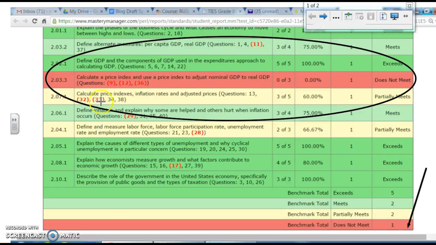And you'll see that this person also missed a couple questions on calculating price indexes, inflation rates, and adjusted prices, and that's very related, right? So that would be a good area for questions too. Your total 20 questions should be spread out over all of the standards that you either do not meet or you partially meet. If you have a lot of standards or learning targets that you did not meet, I would focus only on those. If that's kind of a small number, as it is for this individual, then I would do both, the does not meet and the partially meets.